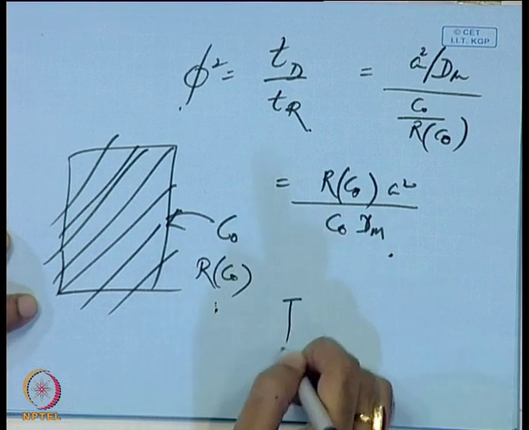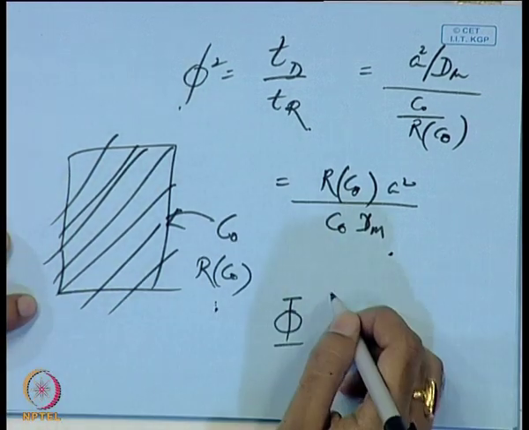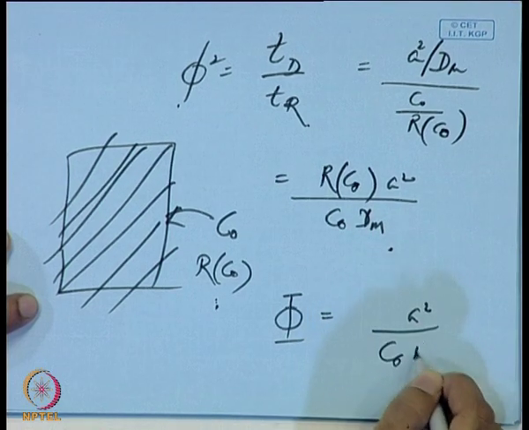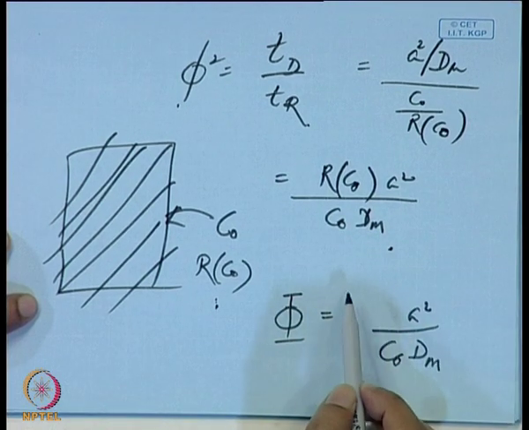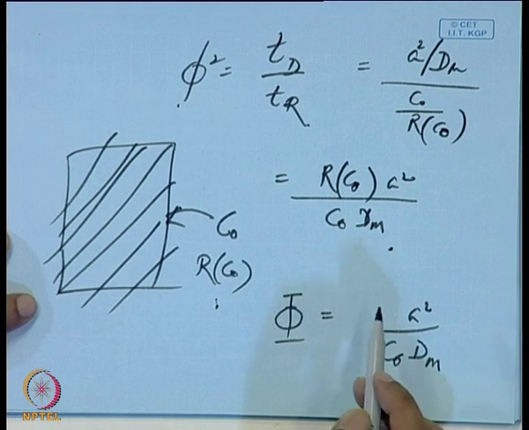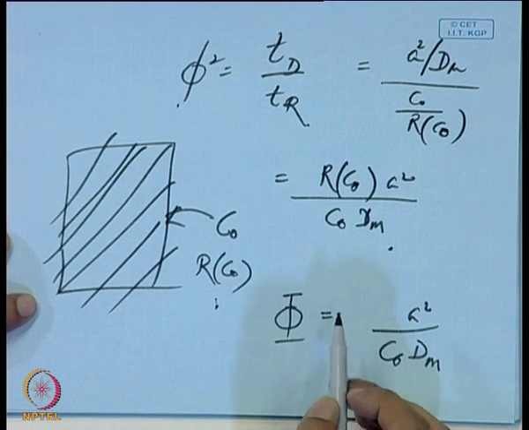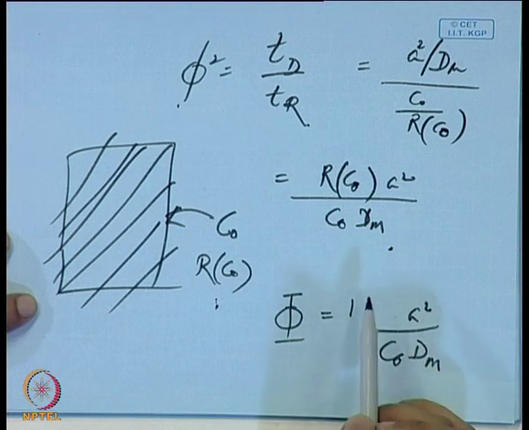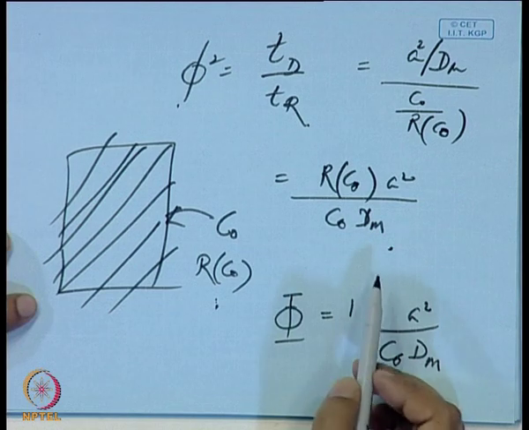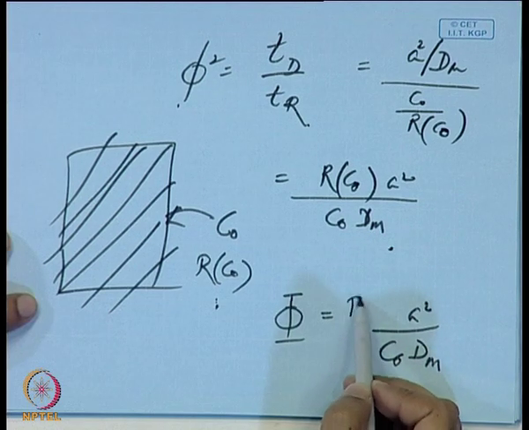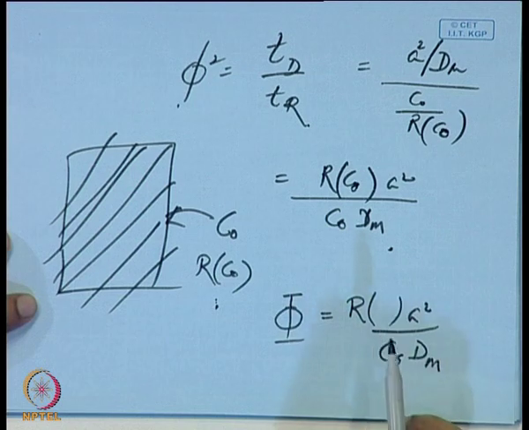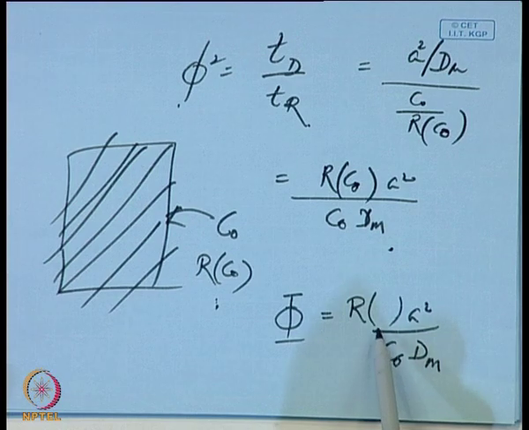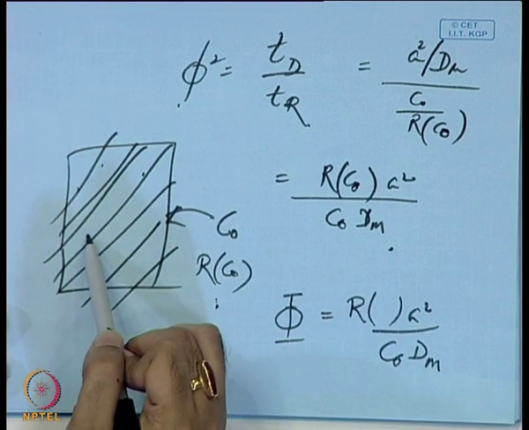If I want to call my observed Thiele modulus as this, then this should be a square C naught over dm is fine, then something else over here, reaction rate evaluated somewhere else. Where is it evaluated? Where should this be evaluated? Because it varies from point to point, right.